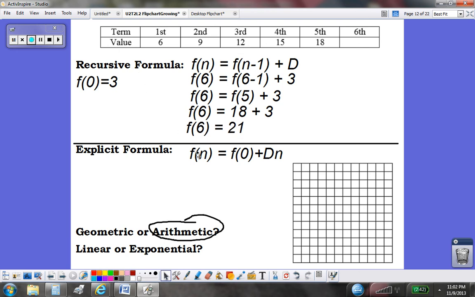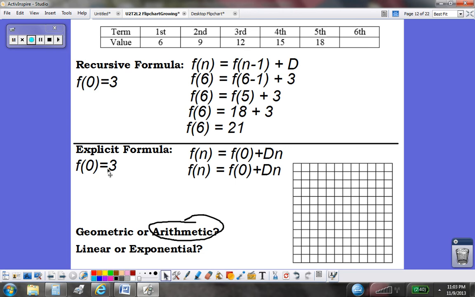Alright, down here I have the explicit formula. Notice that f of n is the same, but this one does not use the previous term. It uses the very beginning term, which is f of 0, and then you're adding the difference after multiplying it by the term you're trying to find. Okay, it sounds a little confusing, but it'll make more sense when we do this. Alright, so the first thing I want to do is bring that down here, because that's really where I'm going to need it.